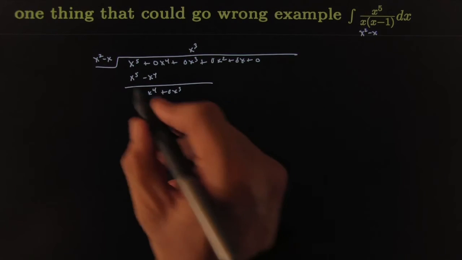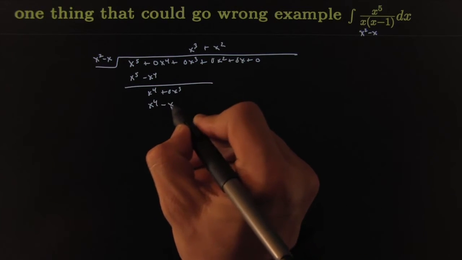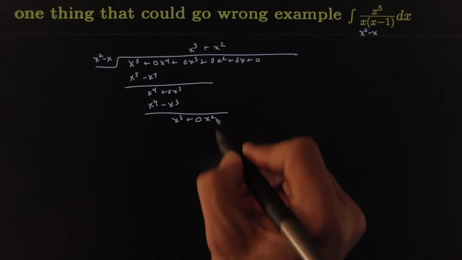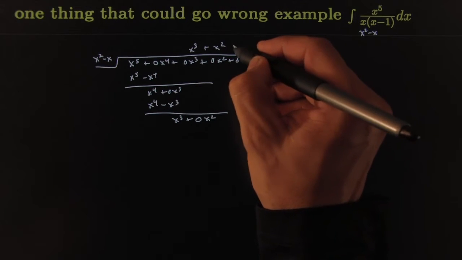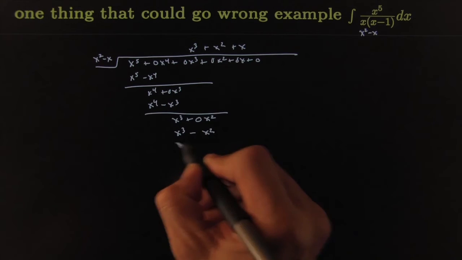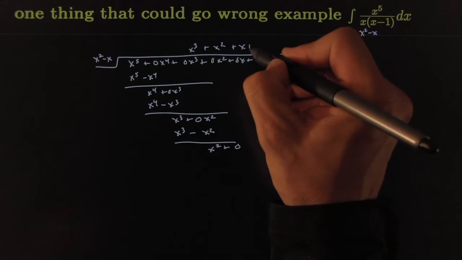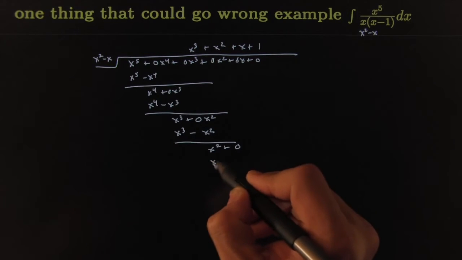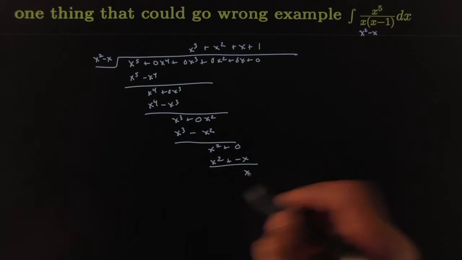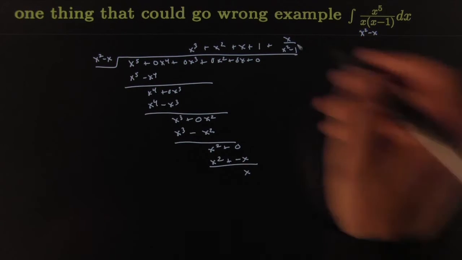Start the process all over again. x squared would give you x to the 4th minus x to the 3rd. Subtract them. x to the 3rd plus 0x squared. That would give you x, so x to the 3rd minus x squared. Subtract them. That would give you x squared plus 0. And I could go one more time. I would give you x squared minus x, subtract them, and that would give you x. And that's the remainder, x over x squared minus x.